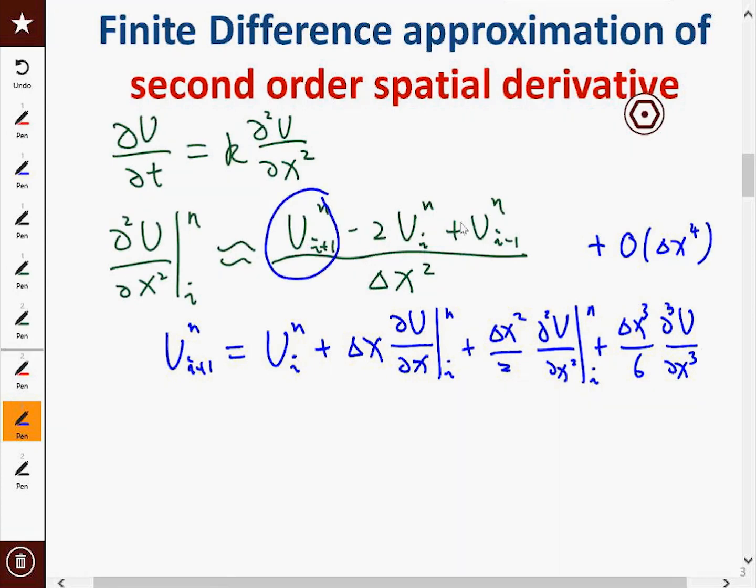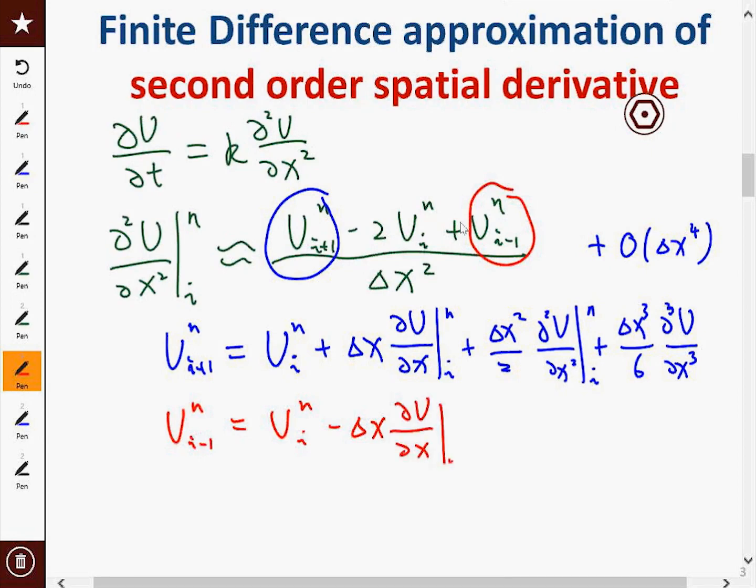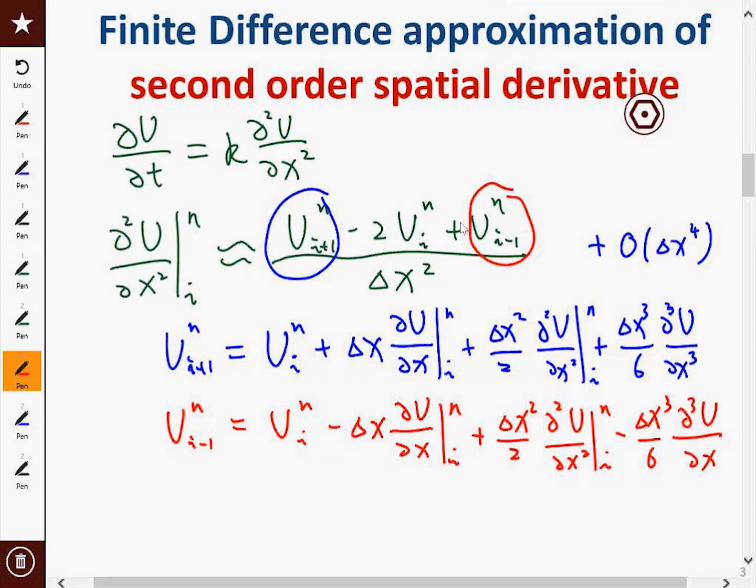Now this is this term. I'm also going to expand this other term. u i minus 1 n is equal to u i n, and in this case the step is minus delta x, because the difference between the i minus 1th grid point and the ith grid point is minus delta x. The second derivative term is plus again, because we are taking the square of minus delta x. The third derivative term is minus again, because we are taking the cube of minus delta x. And again, we have plus O of delta x to the 4th.